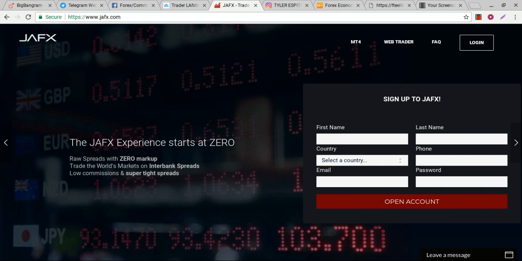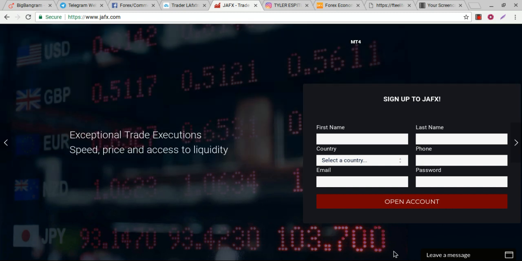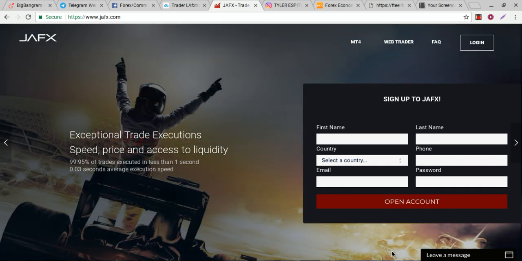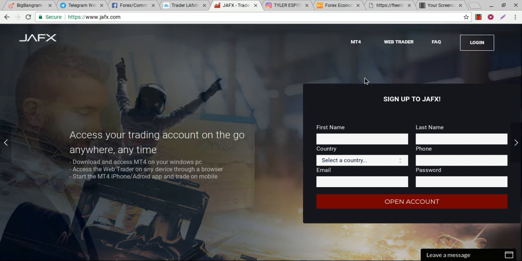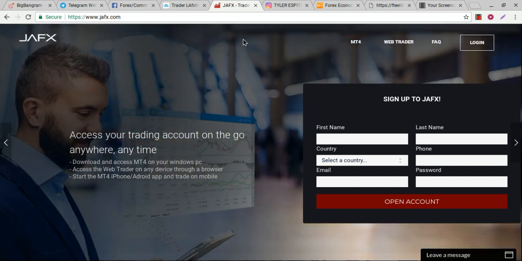But I would use a demo account to start off with, so that way if you're taking losses, you're not losing your hard-earned money, you're losing fake money. So when you download JAFX, you open up a personal demo account, and you also want to download this, MT4, MetaTrader 4.